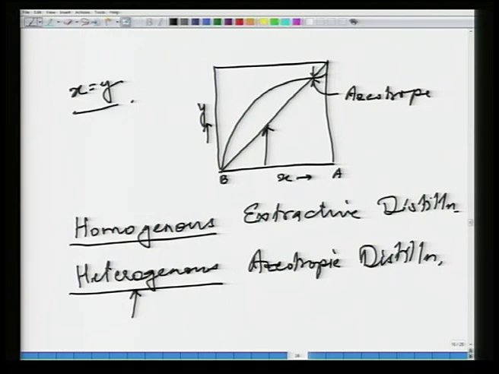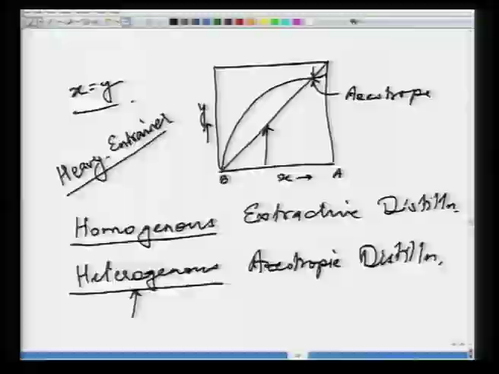The idea behind homogeneous extractive distillation is to add an entrainer, and this entrainer is typically heavy. You add a heavy entrainer, and what that heavy entrainer does is it actually preferentially soaks up either component A or component B. Okay, one of the two components it preferentially soaks up. So what that does is it alters the vapor liquid equilibrium in such a way that it soaks up one of the components, and therefore you can get a pure A and pure B.